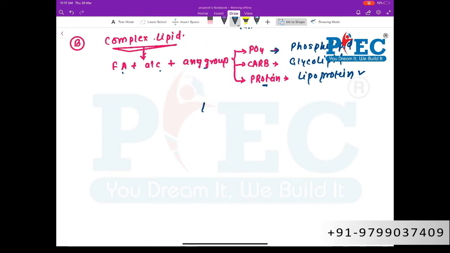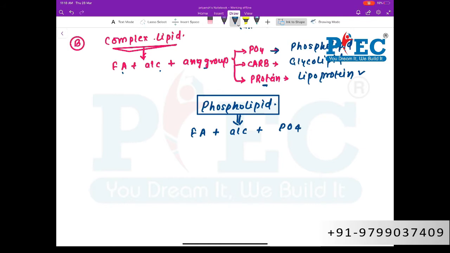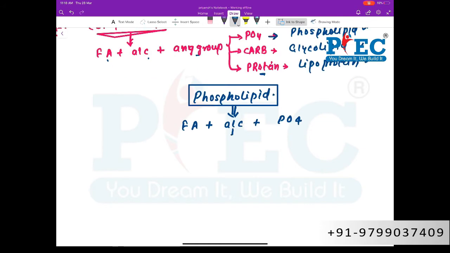First we will start with phospholipid. The first thing that we should be able to answer till this point is what the constituents of phospholipid are. The three constituents are fatty acid plus alcohol plus the third additional group, that is phosphate. We know that we have different types of alcohols, and the two main alcohols that we can use in this chapter are glycerol or sphingosine.